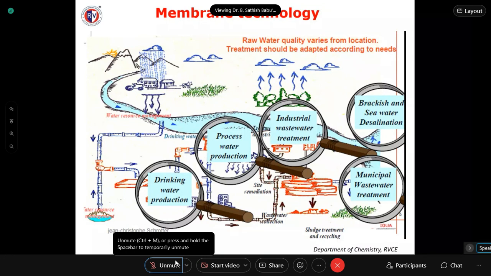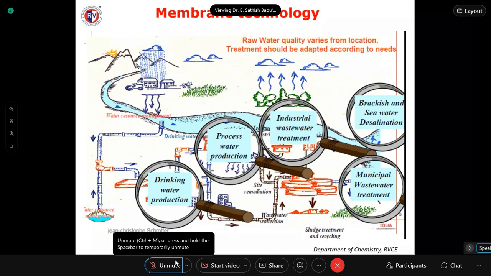Saline water means what? What does it contain? Salts. So it contains salts, right? It contains some minerals. Minerals are nothing but salts. So desalination means removal of those kinds of salts. You know that seawater contains many salts. So you have to remove that. Then you can use it for other purposes. That process is called desalination.